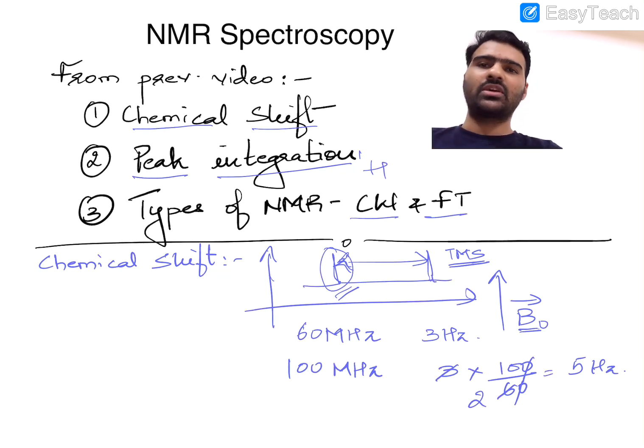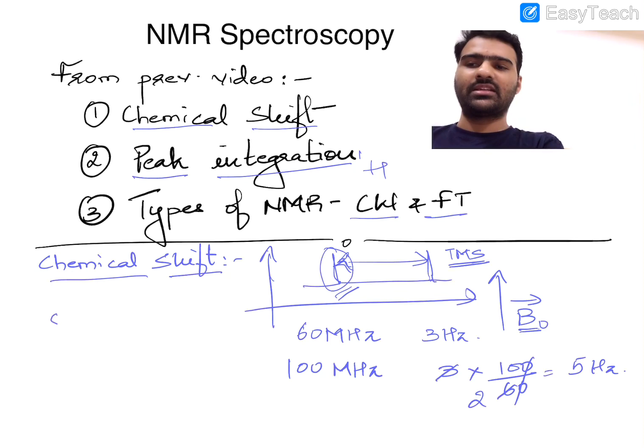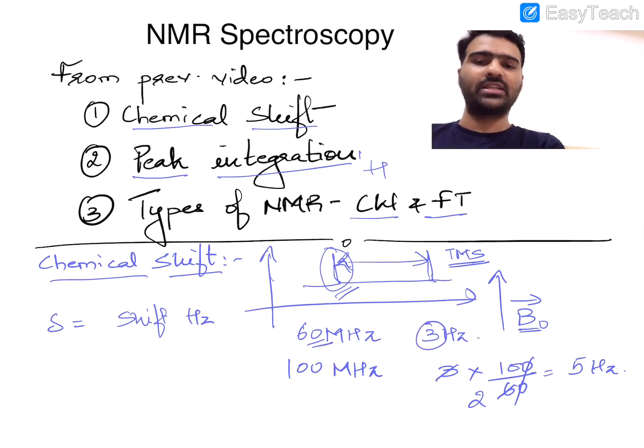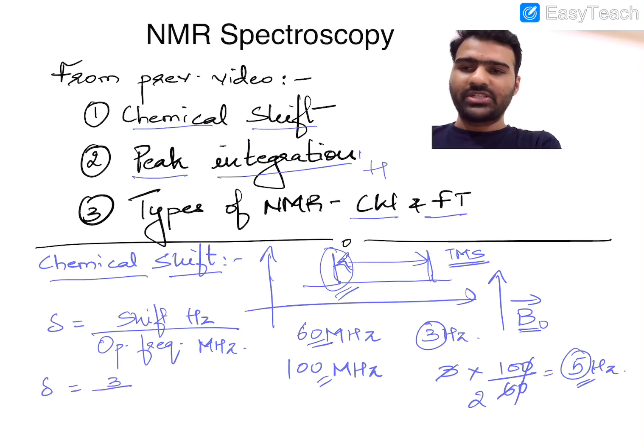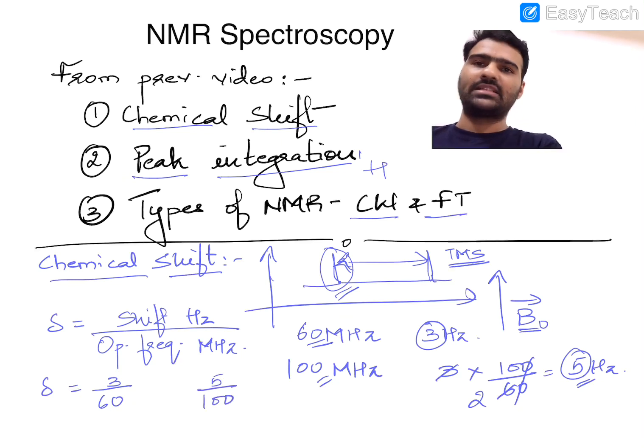So that's the important concept behind chemical shift, wherein the delta is defined as the shift in hertz. So here you have the shift as 3 hertz in a 60 megahertz instrument. You have the same value of shift as 5 hertz for a 100 megahertz instrument. So this shift in hertz is divided by the operational frequency of NMR in megahertz. And when you do that, the delta value in each of these two cases would then be the same in parts per million. So I would like you to appreciate that 3 upon 60 and 5 upon 100 work out to exactly the same fractions, 1 over 20 each.